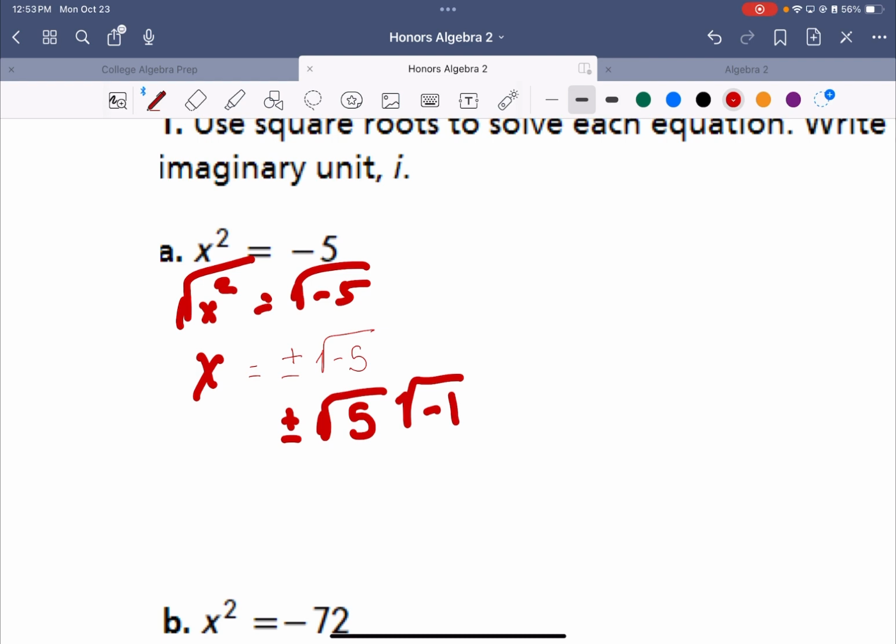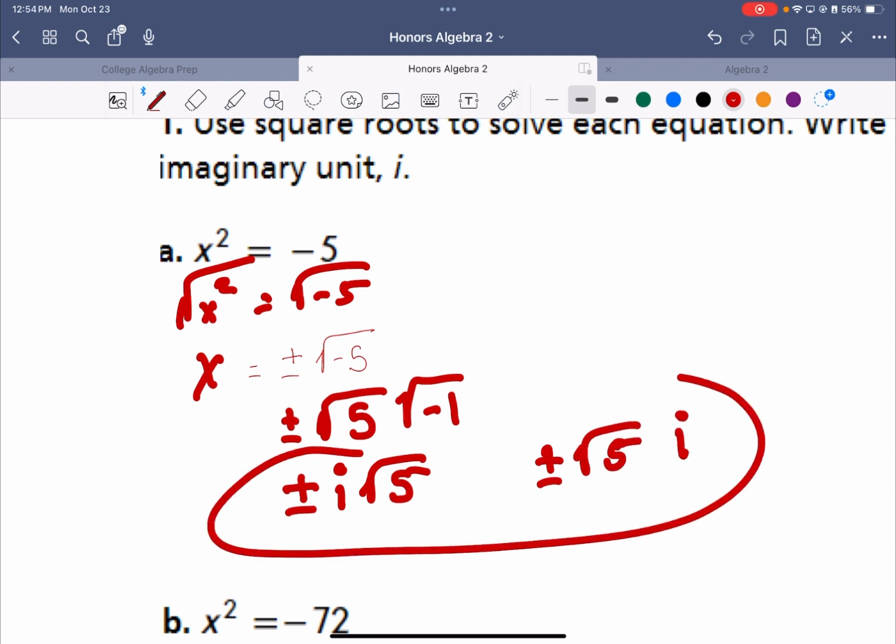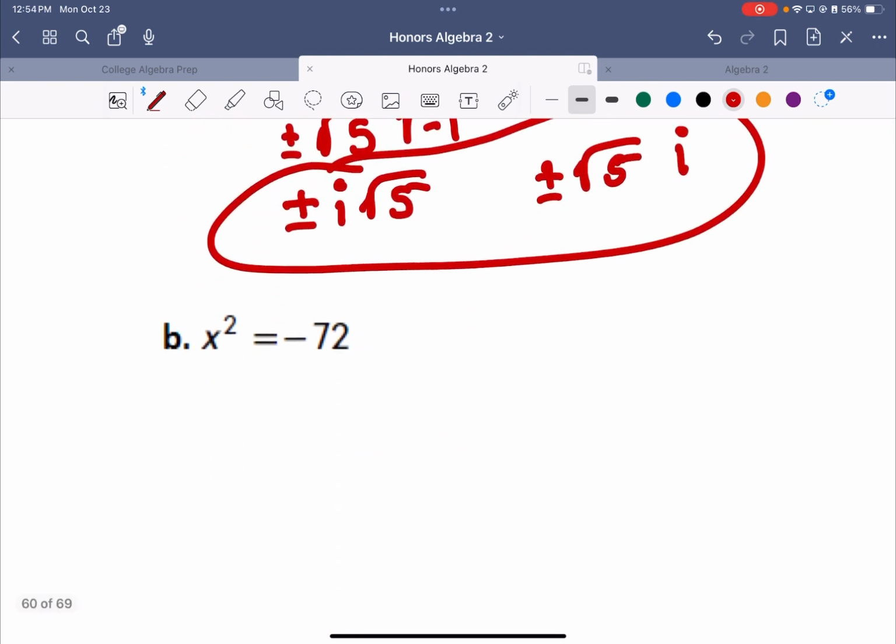The square root of 5 can't be simplified. If it could be simplified, we would simplify it. But it can't be, so we leave it alone. We know the square root of -1 is i, so the correct way to write this is plus or minus i times the square root of 5. If you put plus or minus the square root of 5i, either of these are technically correct. Just need to make sure that that i is not underneath the radical symbol because we've taken it out. Again, I like to put it in front. Most of the teachers in this building like to put it in front.